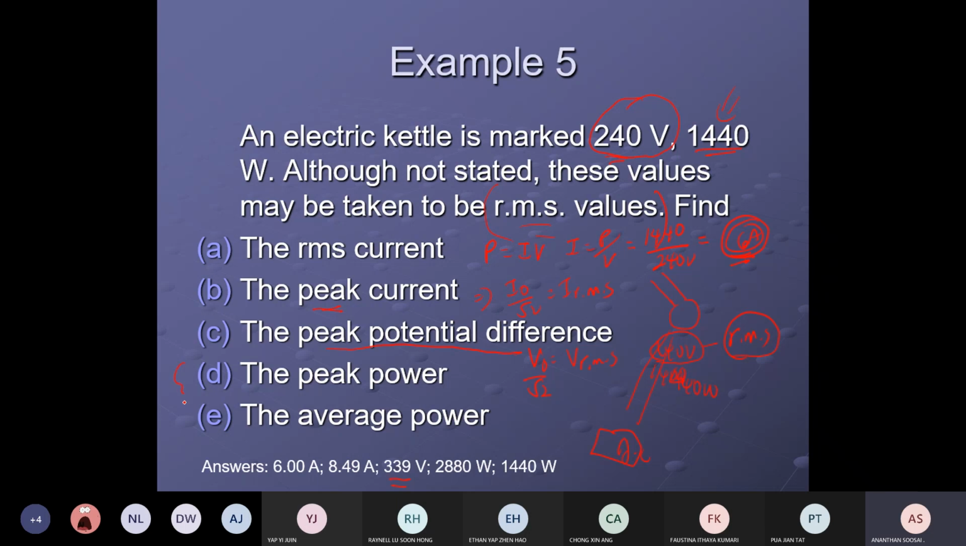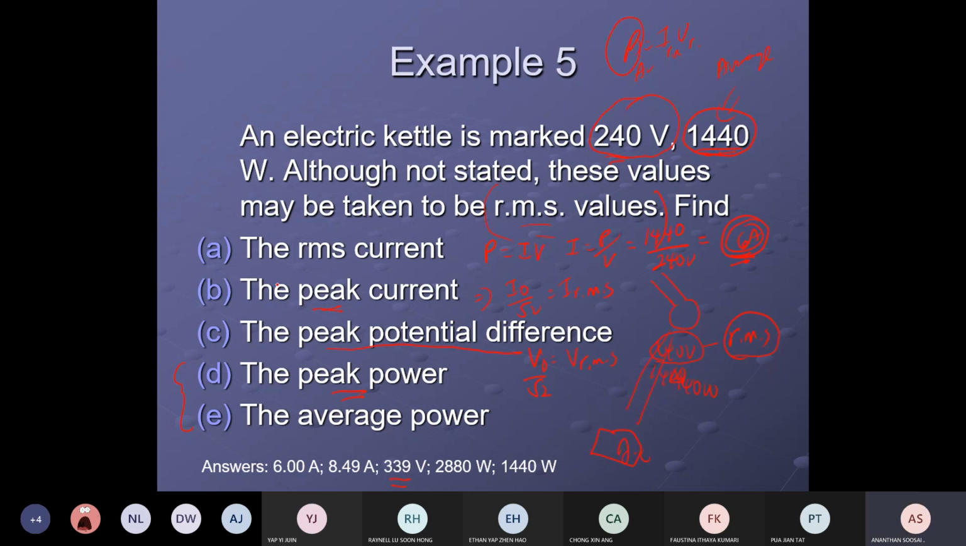Okay, the last two. Find the peak power. This is peak power, it's not average power. The power stated here, the 1440 on the instrument, is actually the average power. That means P equals IV, where the I and V are all RMS values. IRMS times VRMS gives you the average power of the supply. But here they want peak power. Do you agree the power will go to a peak value? Because in AC the voltage is alternating, going up and down. The average power is 1440, so instantaneously it will achieve a peak, right?